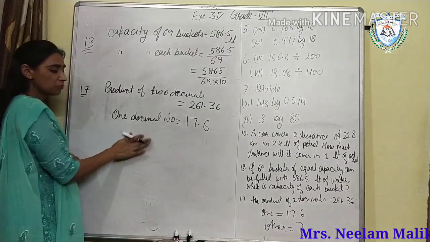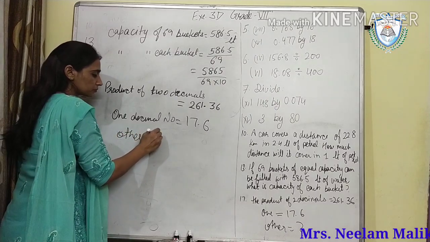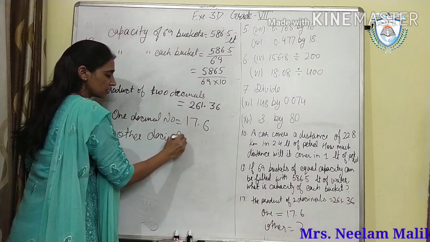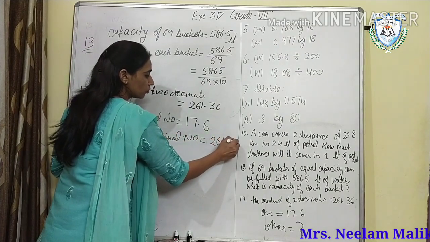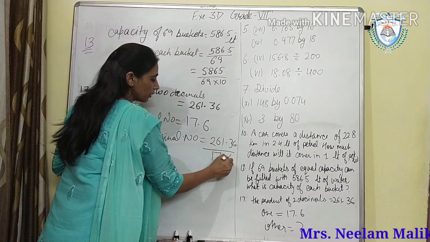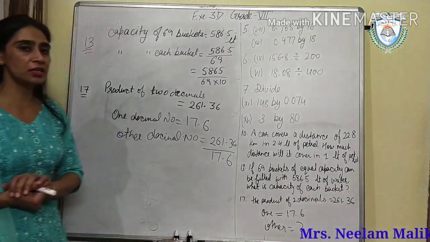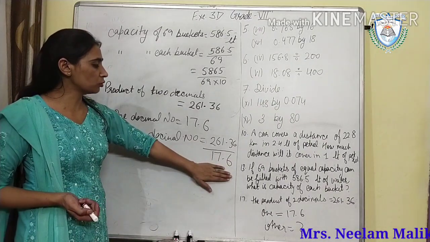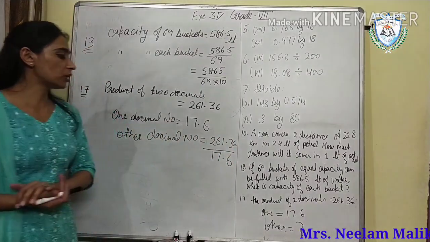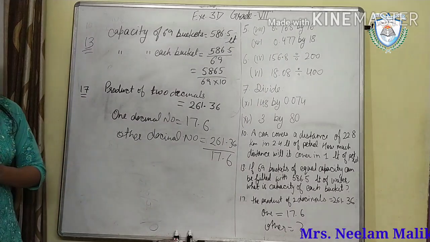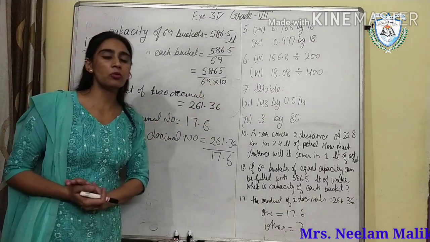Let the other decimal number be x, or you can find it directly. The other decimal number is equal to the product divided by the first number. Here you have to cut these two. First try to cut on 2, then on 3, like that, and whatever you get will be your other decimal number. So try to do all this on your own. Solve this also in your rough notebook and match your answer.